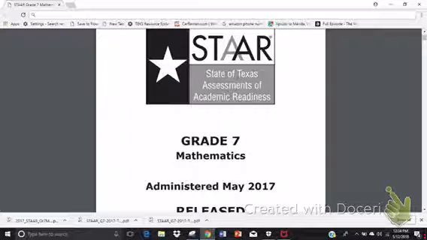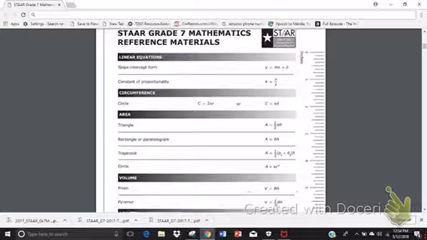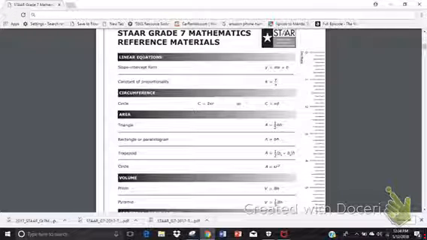Alright, so today I'm going to be going over 2017's, or may I say last year's, STAAR test. Here we have your reference sheet. My suggestion for y'all is to go ahead and tear it out, that way you have it readily available.